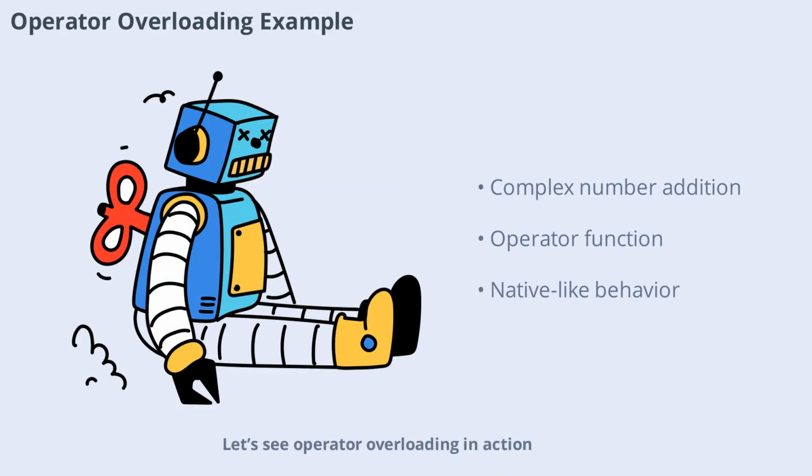Let's see operator overloading in action. Imagine a class representing complex numbers. By overloading the plus operator, you can add two complex numbers just like you add integers. The operator function handles the addition of both real and imaginary parts, making the code clean and intuitive. This is a powerful feature that brings your custom types closer to native types in C++.